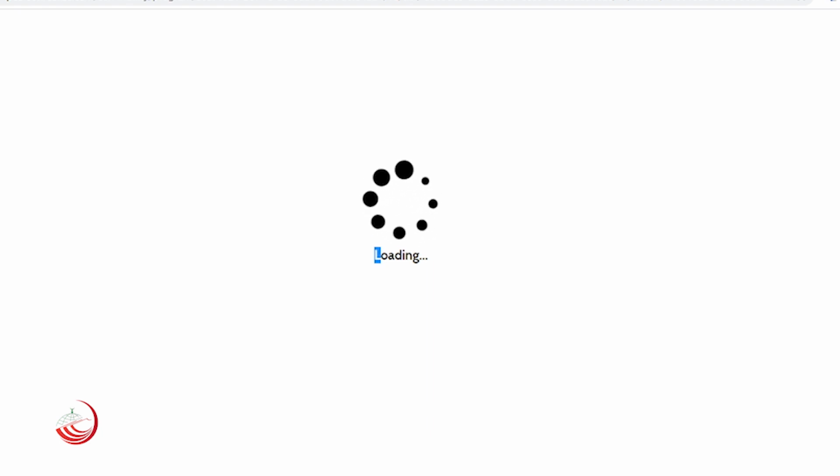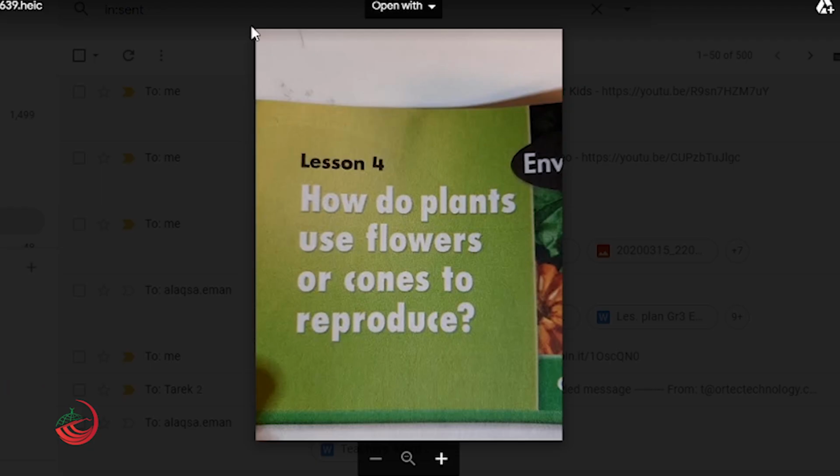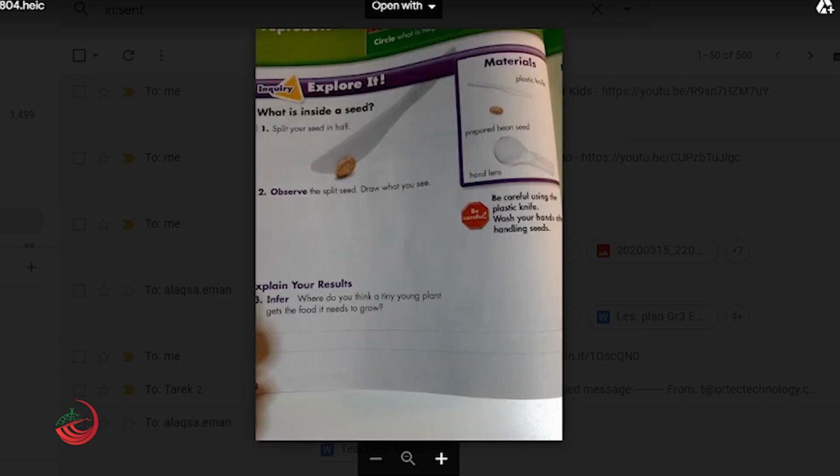When you split it into half, I want you to observe what is inside the split seed. Okay, and I want you to draw what you see in this part of the book. Not this one. It's this one. You will draw it right here.